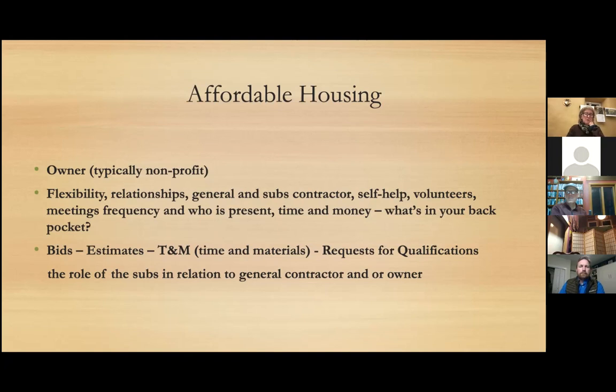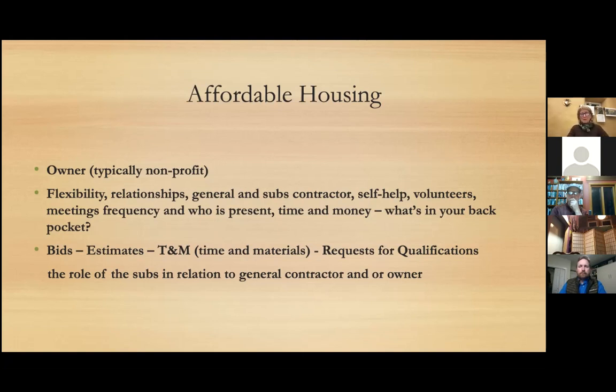What I have found over the years is that sometimes I'll do a bid if it is really straightforward, and I know that I've got everything planned out with the subs. I know exactly what it is. There's not really any guesswork in it, and they can do that. So sometimes a bid works. But oftentimes in a project like ours, especially if we're using volunteers and we've got some self-help component, that can scare off some people. They don't want to be around it.